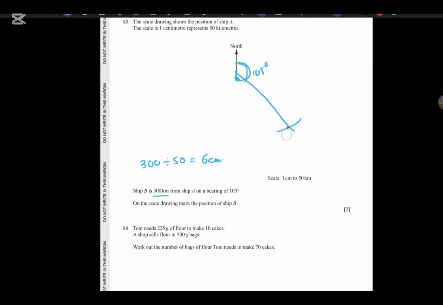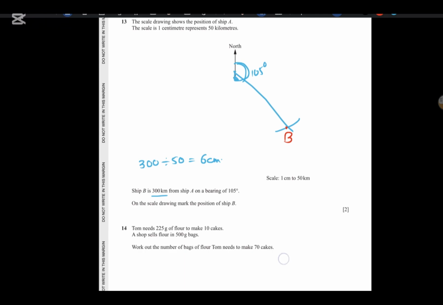So this is B, which is at 105 degrees bearing from A, and it is 300 kilometers, and the scale drawing will be like this. So please go through the description for the actual drawing here.